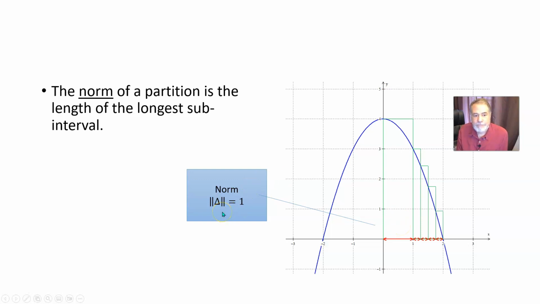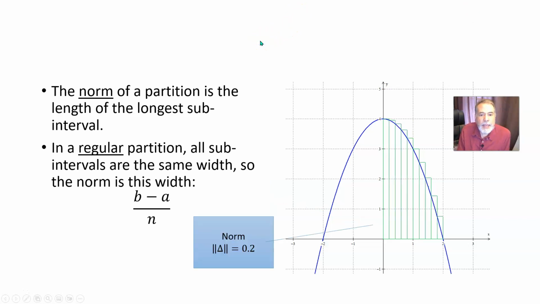And here, don't worry too much about the notation, but we're using the triangle-looking thing, the delta, to stand for the partition itself, and then by putting that between those double lines, we mean the norm of that partition. Now, in a regular partition, one where all the subintervals are the same width as each other, the norm would be just that width.